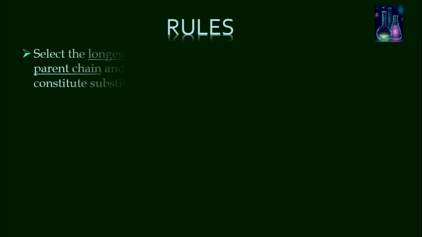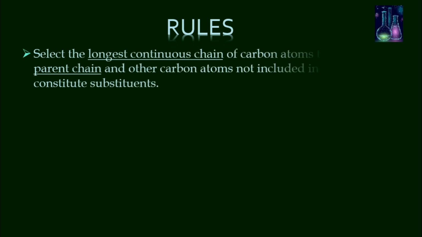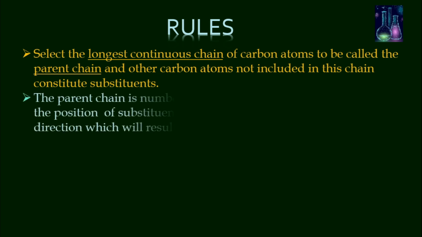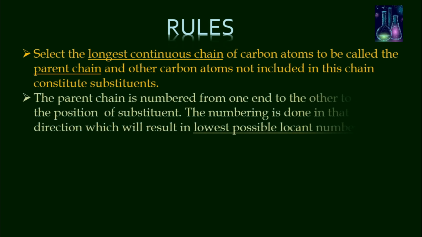Next, the rules. Rule number 1: Select the longest continuous chain of carbon atoms to be called the parent chain, and the other carbon atoms not included in this chain constitute substituents. The parent chain is numbered from one end to the other to locate the position of the substituent. The numbering is done in that direction that will result in the lowest possible locant number.